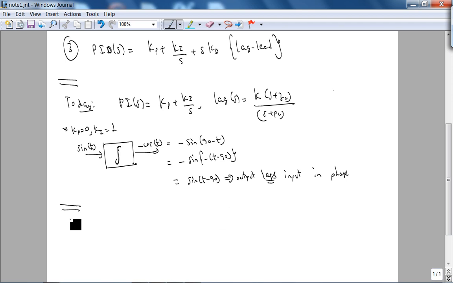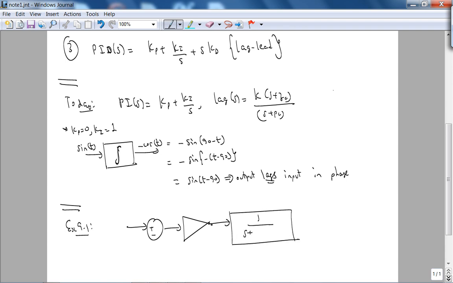Now let's look at an example from your book, example 9.1. What we're going to do is first design a simple P controller. So let me put this as KP over S plus 1, S plus 2, S plus 10.